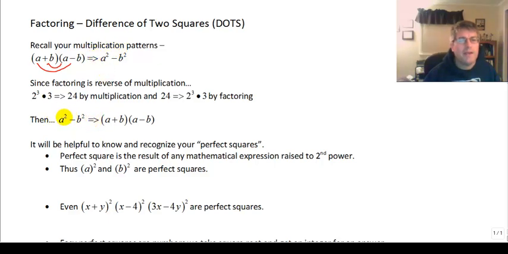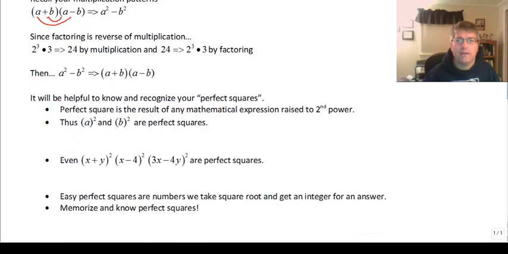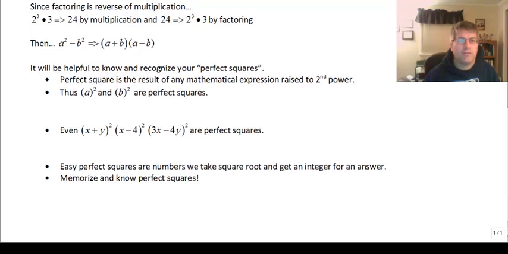So that must mean then that a squared minus b squared, when factored, gives us the pair of binomial factors a plus b times the quantity a minus b. So this will be a good pattern to memorize. You already have memorized it for multiplication, and now we need to reinforce that and do that in the opposite direction for factoring.